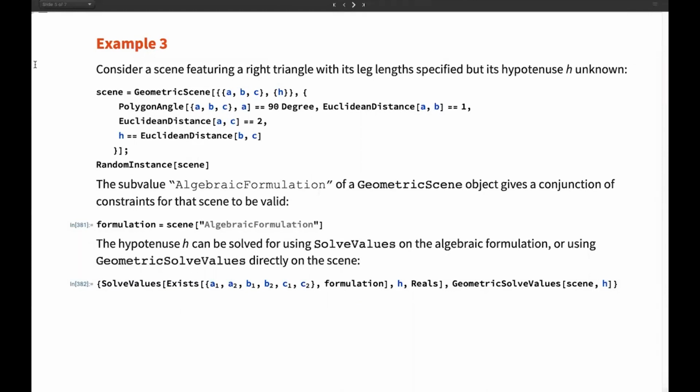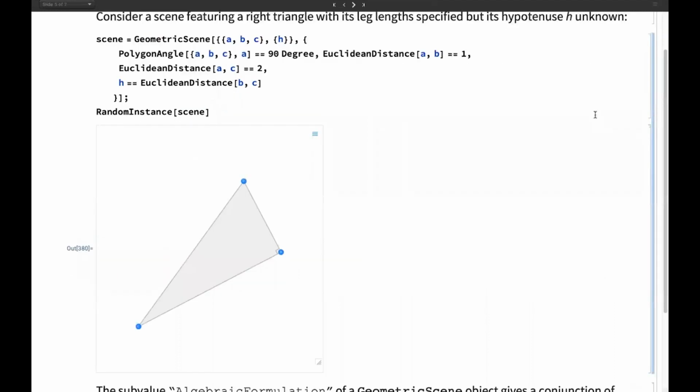Here, let's look at a scene featuring a right triangle where we know the leg lengths, but not the hypotenuse. So again, let's visualize this using RandomInstance. We're given that AB has length 1, AC has length 2, and then H is this Euclidean distance, aka the hypotenuse.